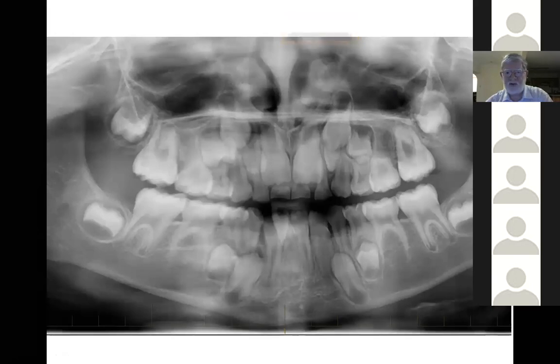What's this poor soul suffering from, or what do you see? Very good. Congenitally absent all second premolars. The ones that are most commonly missing are the 3-5 and 4-5. Second most commonly missing will be the 1-2 and the 2-2.